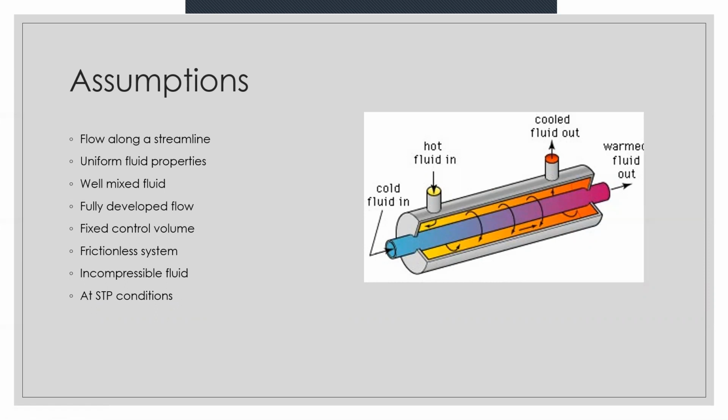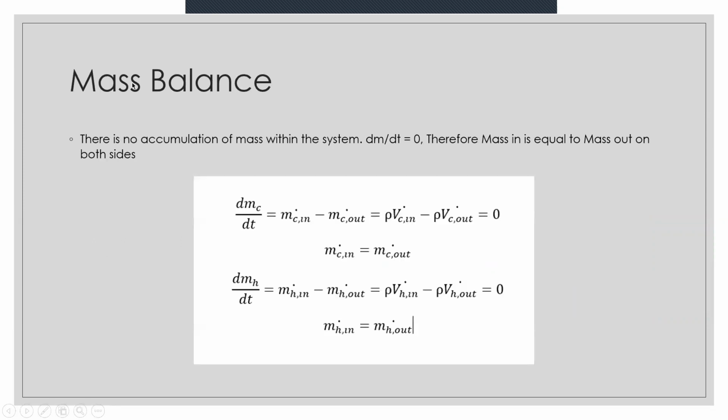So assumptions we have: flow along a streamline, uniform fluid properties, well mixed, fully developed, a fixed control volume. The system is also frictionless with an incompressible fluid, and we are operating at standard temperature and pressure, which is 25 degrees for the environment and 5 bar for pressure, I'm sorry.